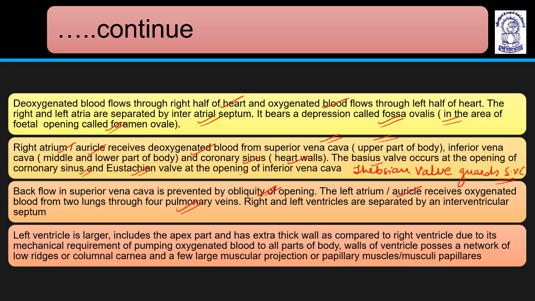The left atrium or auricle receives oxygenated blood from two lungs through four pulmonary veins. The right and left ventricles are separated by the interventricular septum. The left ventricle is larger because of physiological hypertrophy, includes the apex part, and has an extra thick wall as compared to the right ventricle due to its mechanical requirement of pumping oxygenated blood. As the left ventricle has the major workload of pumping blood to all parts of the body, physiologic hypertrophy happens. Physiologic hypertrophy is present in the left ventricle.